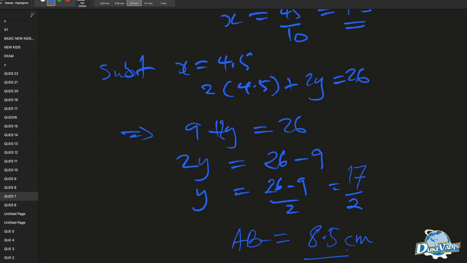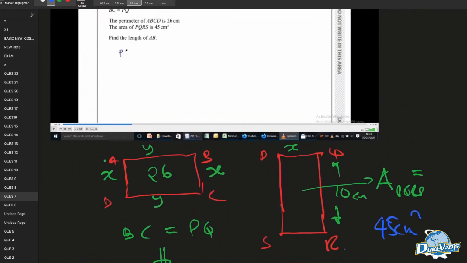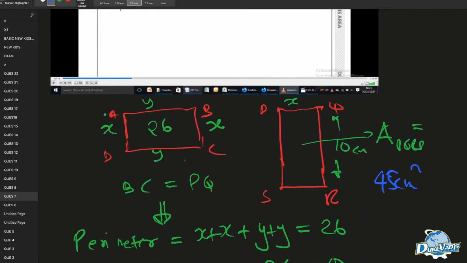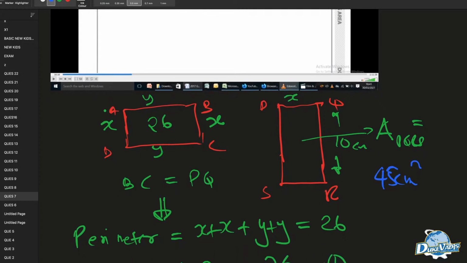All right, so as we'll be able to calculate it. So the first one, we know the perimeter to be 26. So when we say AB is supposed to be equal to y, then we know AB is the same as what? DC. You look at it. AB is the same as DC. And they say BC is equal to PQ.